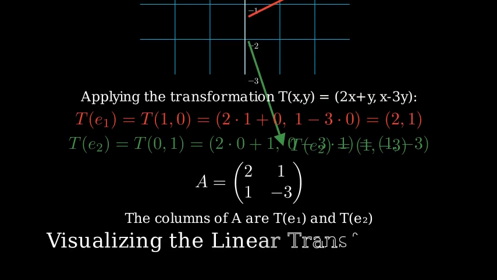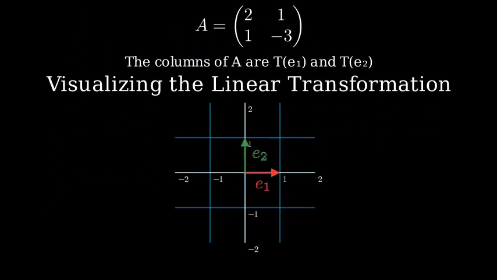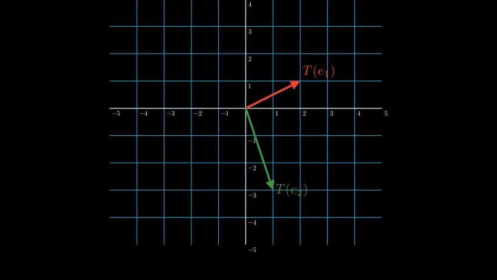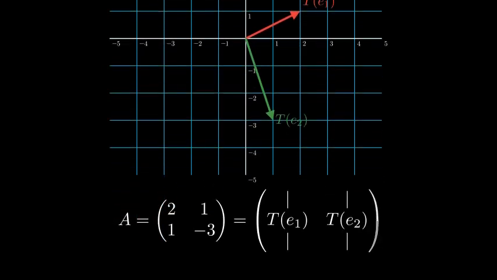Let's visualize how this matrix transformation affects the entire plane. Here we have our original coordinate system with the standard basis vectors e1 and e2. When we apply the transformation T, each point in the plane gets mapped to a new location. Notice how the basis vectors e1 and e2 are transformed to the columns of our matrix A. This is why the columns of the matrix represent the transformation. They tell us where the basis vectors go. And by linearity, this determines where every other vector goes.